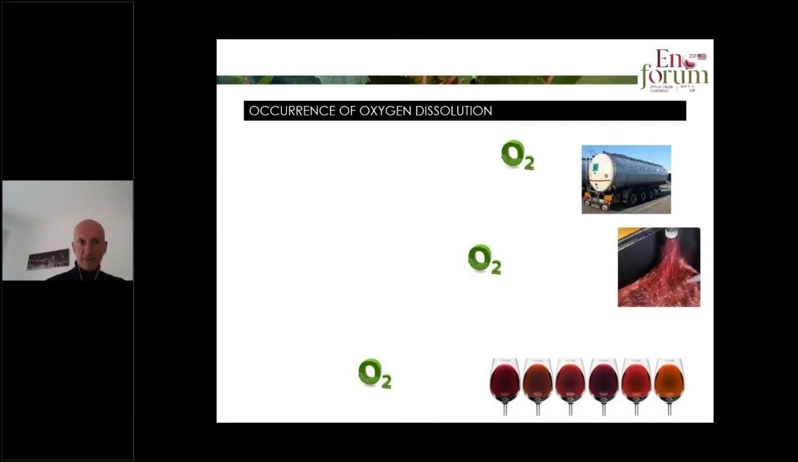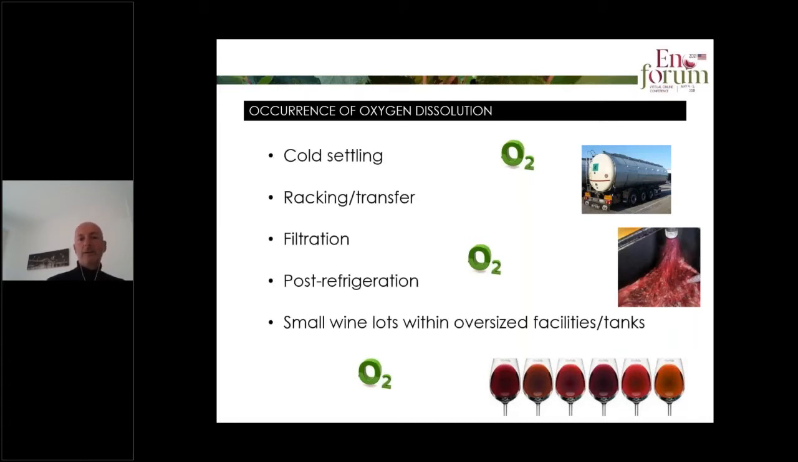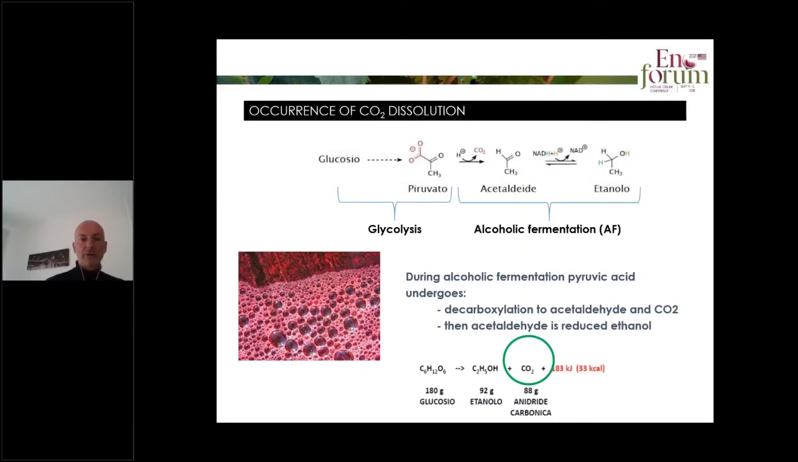So we're going to start with the occurrence of oxygen dissolution, when and where it occurs. We have to pay attention during cold settling, racking and transfer. We can have oxygen dissolution during filtration, of course, post-refrigeration, and also watch out for small wine lots within oversized tanks, for example, where we can easily have dissolution of oxygen.